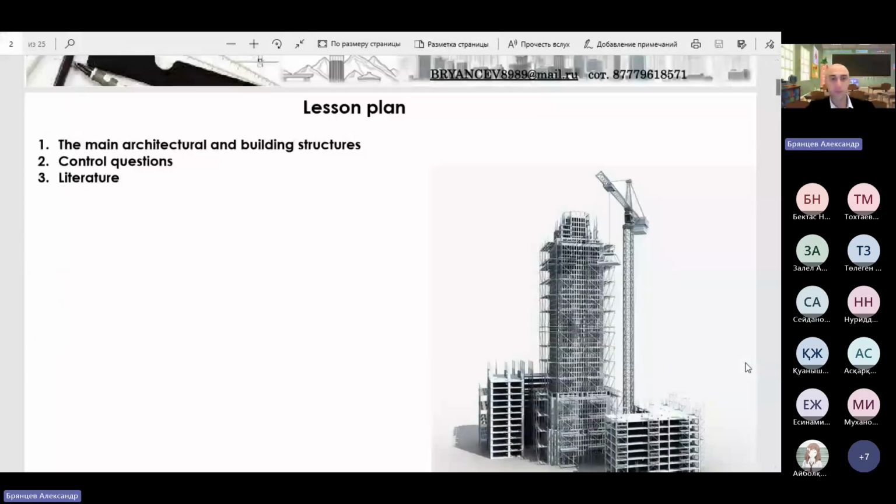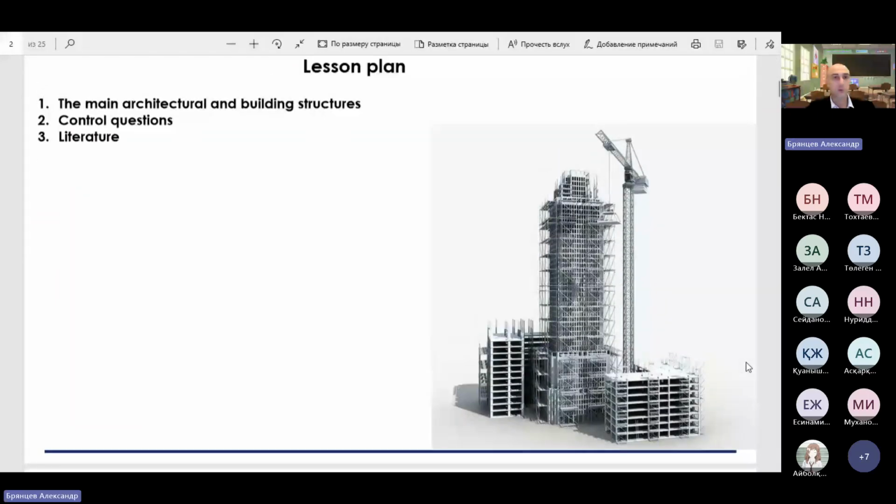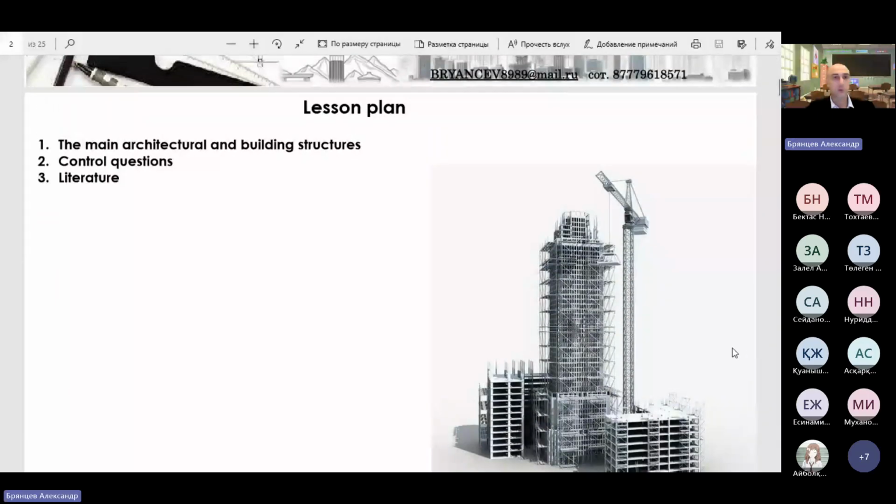So according to the plan of our lecture, there will be a review of the main architectural and structural elements, which will include information about foundations, walls, columns, slabs, and so on. The second and third parts are the control questions and literature.